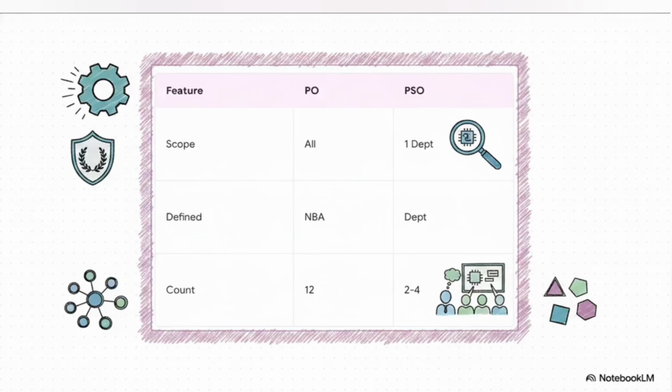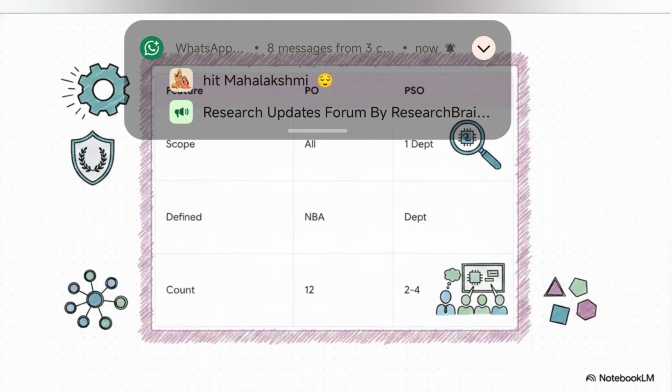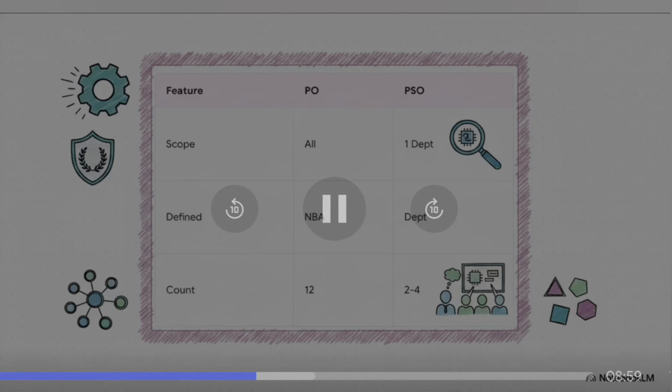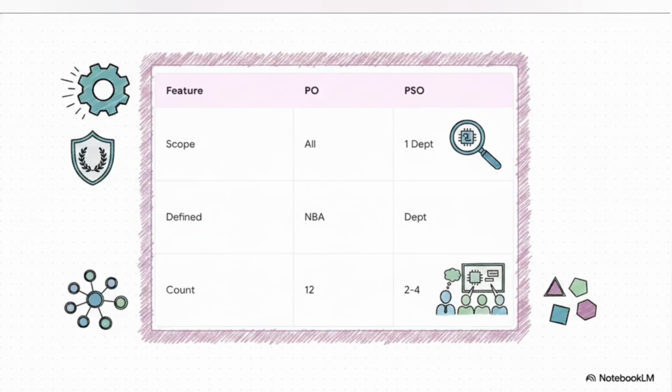Now, what's really interesting about looking at these side by side is seeing exactly where these definitions come from. POs, they are common to all engineering programs and defined by external bodies, like the NBA. You've usually got 12 of them. PSOs, on the other hand, are highly specific to just one department. They're defined internally by that specific department's faculty, and you usually only have, say, 2 to 4 of them to represent those specialized niche competencies.